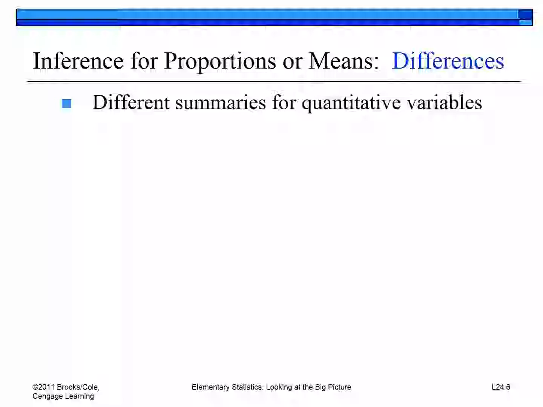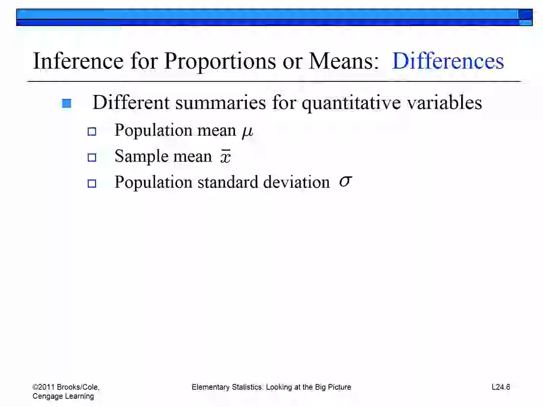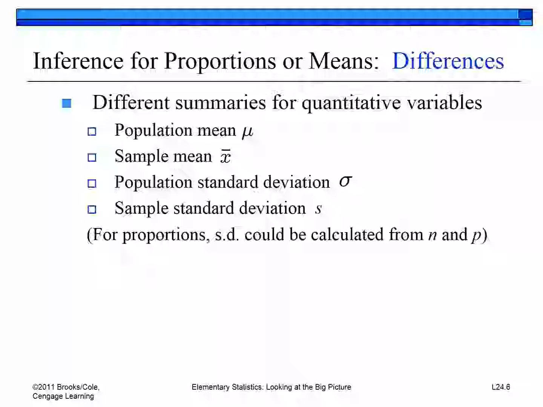Now, how are they different? Well, first, proportions are the way that we summarize categorical variables, and means are the way that we summarize quantitative variables. We summarize quantitative variables using the mean, the sample mean, the population standard deviation, and the sample standard deviation. For proportions, remember, we got the standard deviation directly from n and p. We didn't need all this extra information.